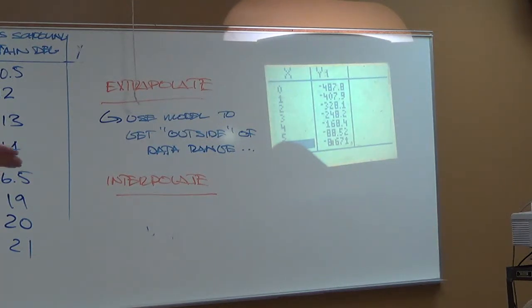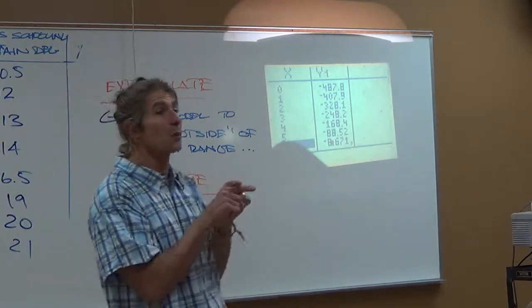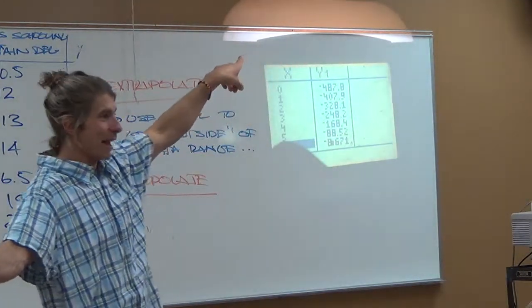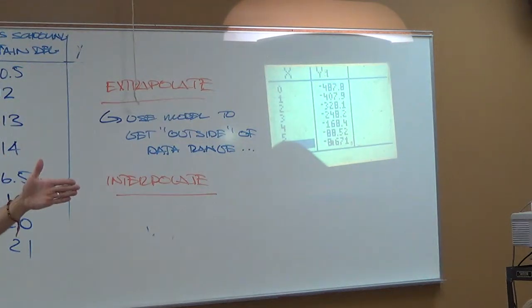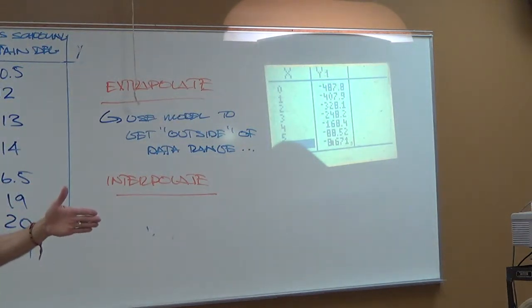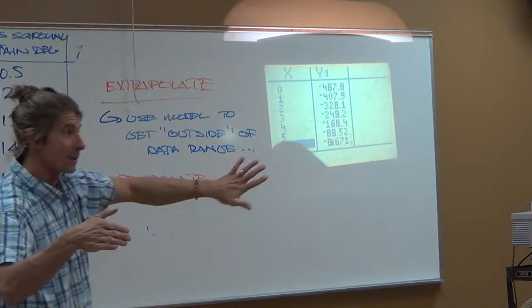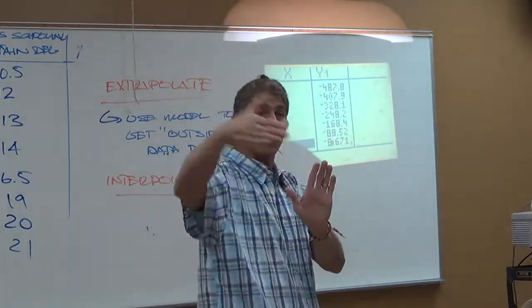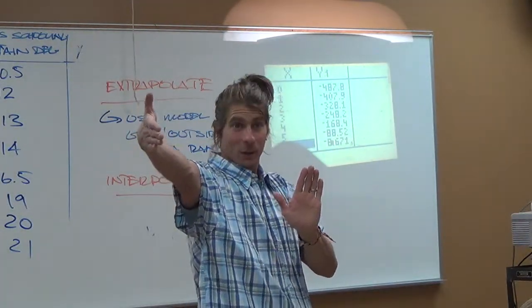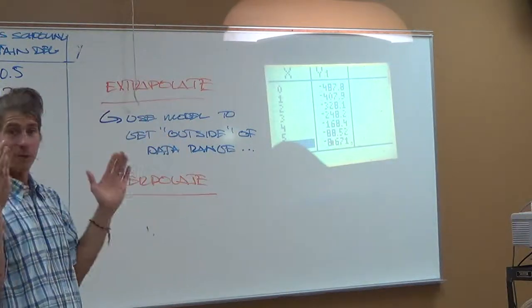And the further away you get from that, the more dangerous it gets, because it's possible that the behavior will not continue outside that range. All you've got is a snapshot between 10.5 years and 21 years. You have no idea what's happening before 10.5, and you have no idea what's happening after 21. All you know is what's happening between 10.5 and 21.